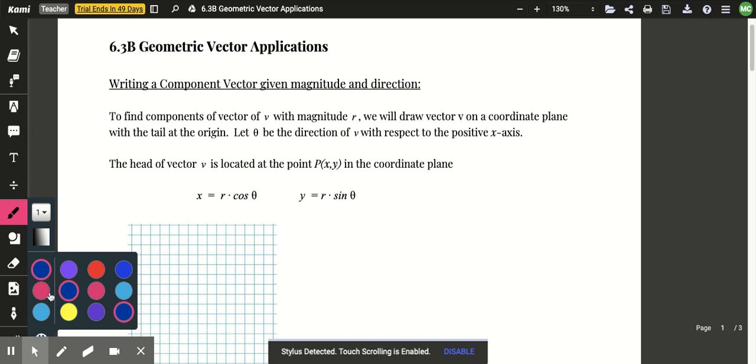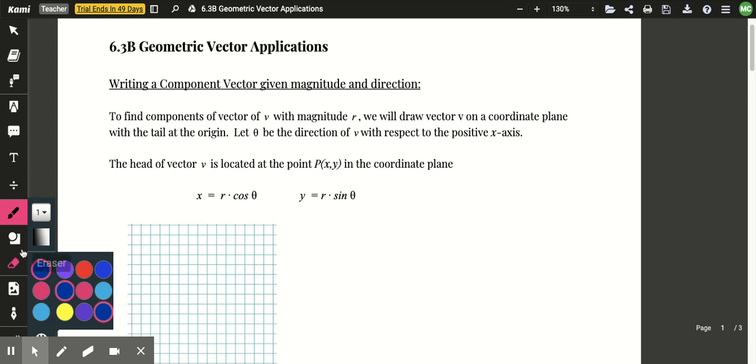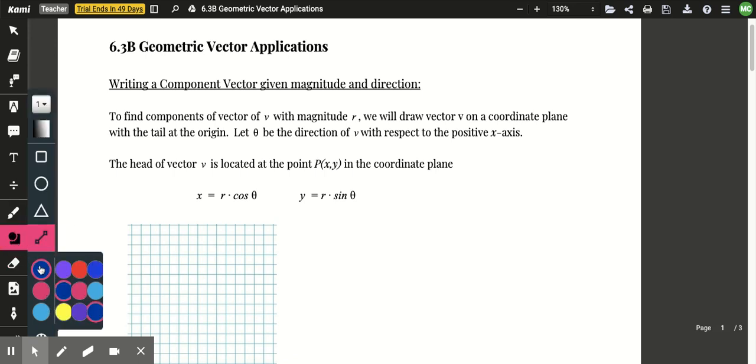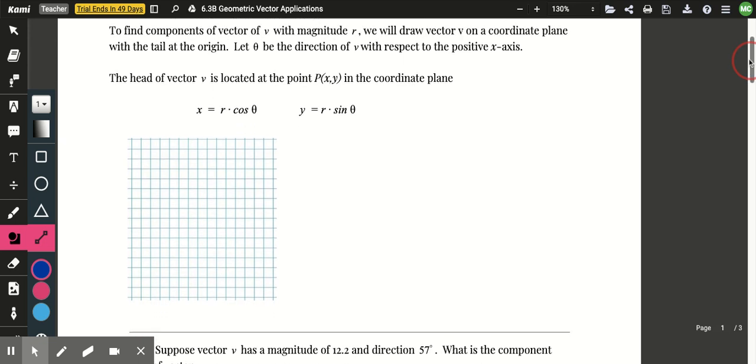All right, we're going to be writing component form of a vector if we're given the magnitude and the direction today. So we're going to do a little bit of background information on that first. First things first, to find the component form, we can draw the vector on a coordinate plane with the tail being at the origin, and then we'll let theta be the direction of the vector with respect to the positive x-axis. So I'm going to start off on this coordinate plane over here.